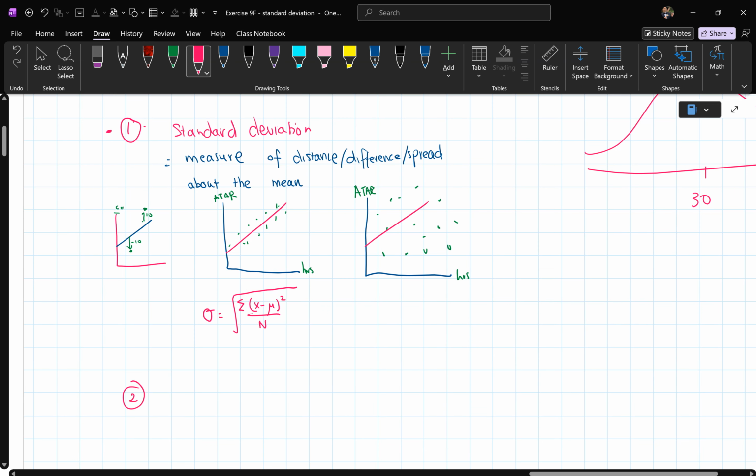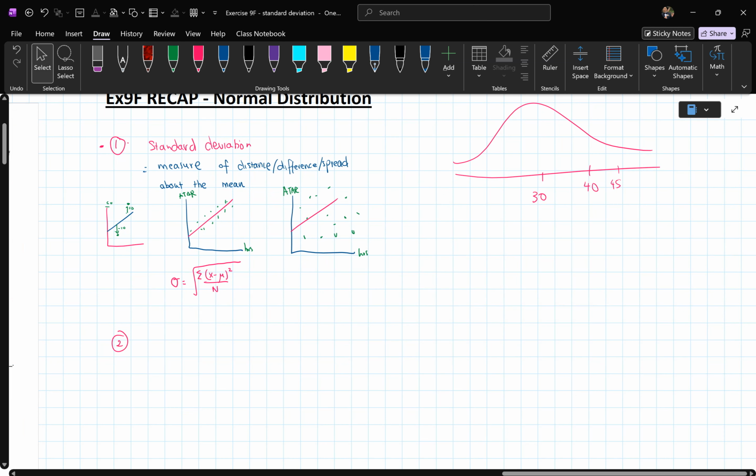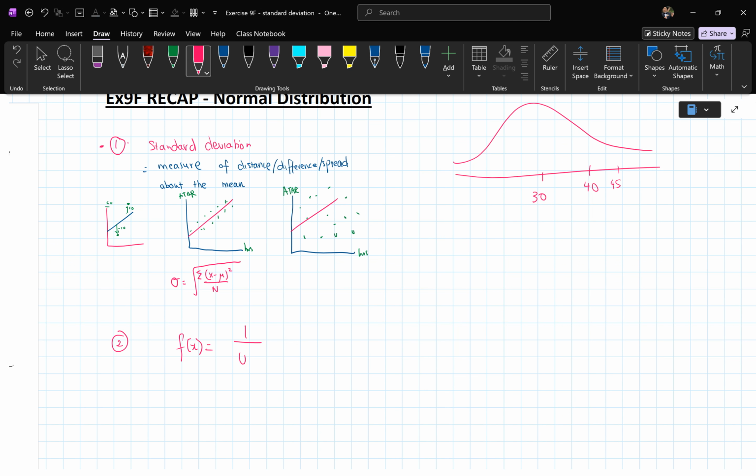Number two, I then introduced you to the understanding of the bell curve. Okay, there was a function for it, and it was a crazy formula which you do not need to know. This was 1 over root of 2 pi, e to the negative half of (x minus mu over standard deviation) all squared.